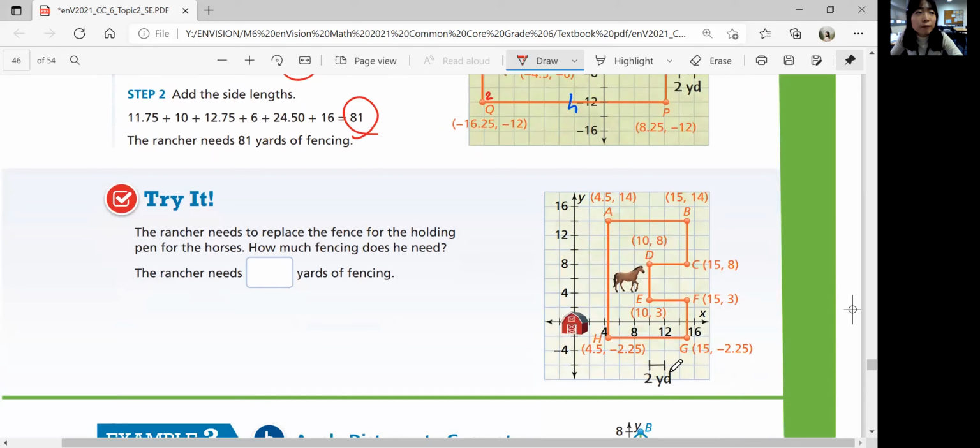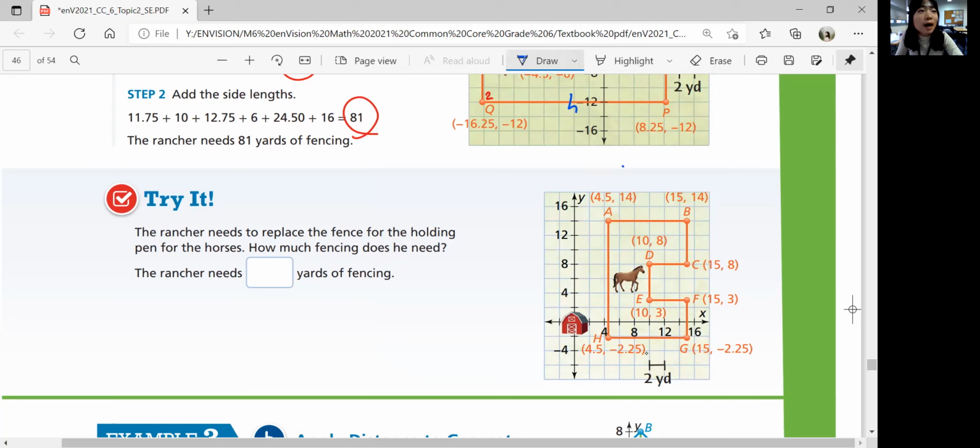And this is the same, right? So that's going to be 2, 4, 6, 8, 10 plus 1, 11 units. But you need to be able to use the coordinate points in order to figure out your distance, right? So figure out the distances between each point.